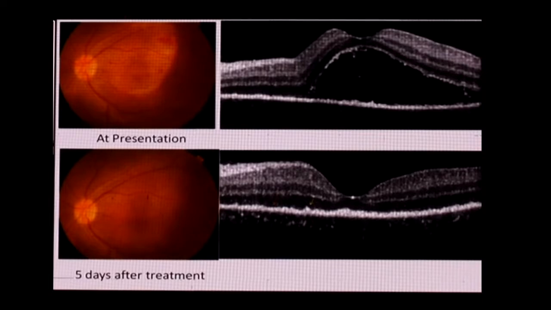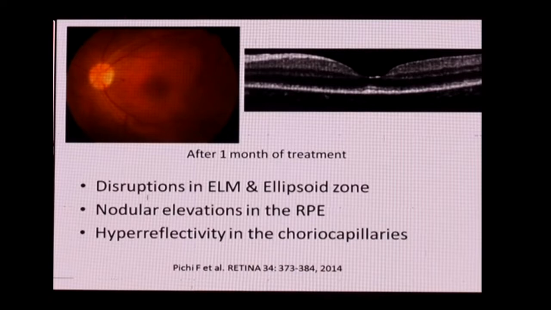But the interesting part is usually this type of retinopathy normally is reversible. And with treatment, again, these lesions start getting better. So these are some of the characteristic descriptions which are usually seen in syphilitic placoid chorioretinopathy.